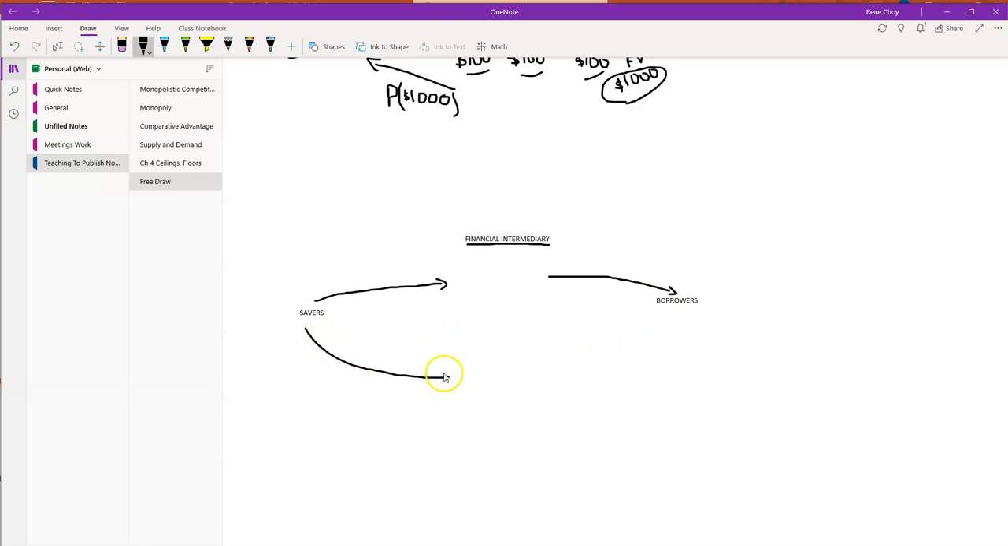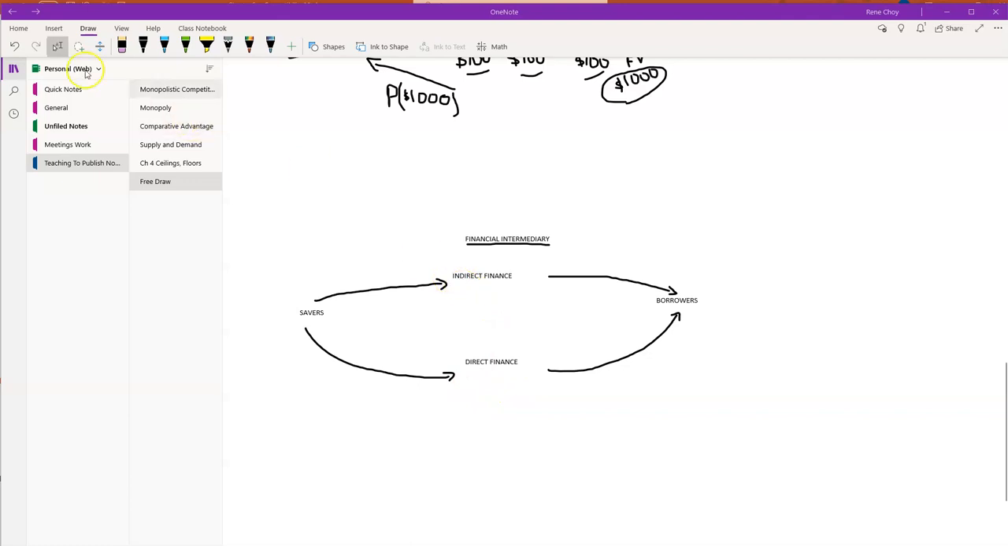There are 2 basic ways to transfer money from savers to borrowers in the US financial system. One is what we call indirect finance. And another one is what we call direct finance. So again, there are two basic ways to move money from savers to borrowers. One way is what we call indirect finance. Another way is what we call direct finance.